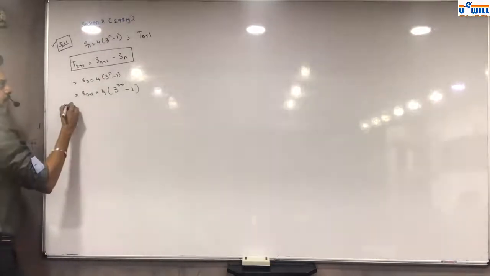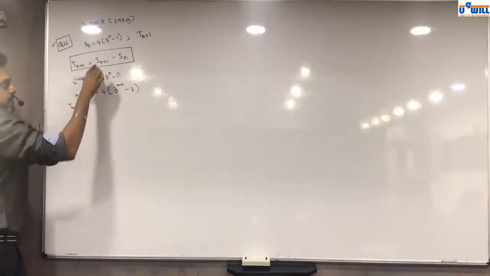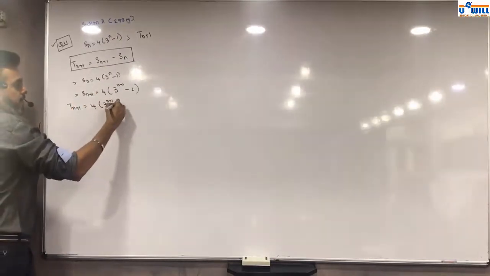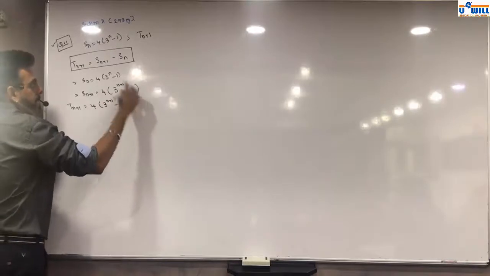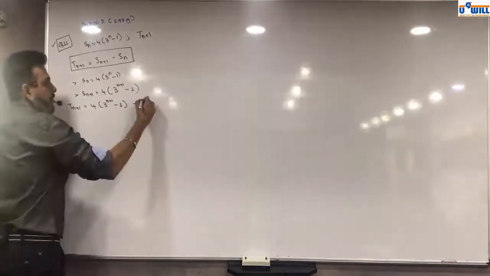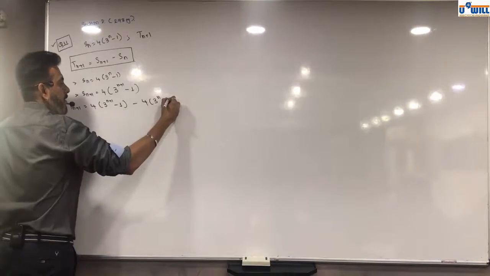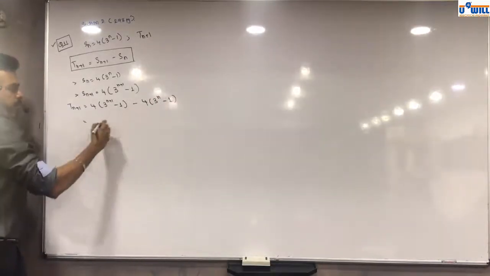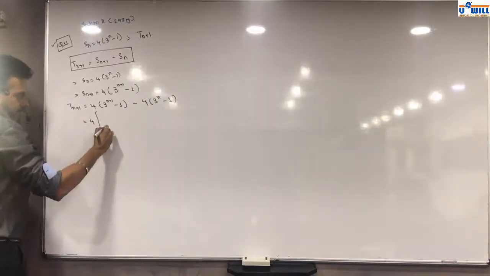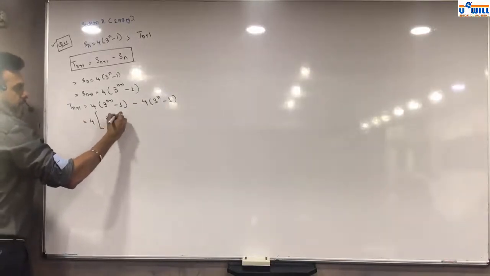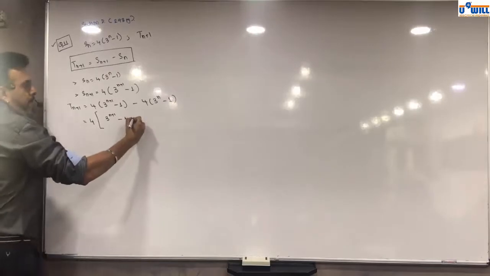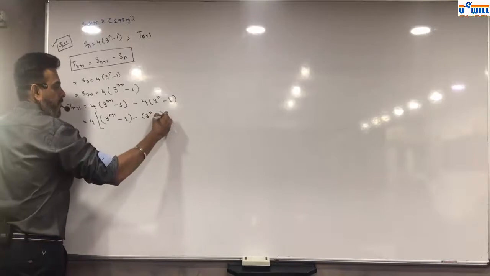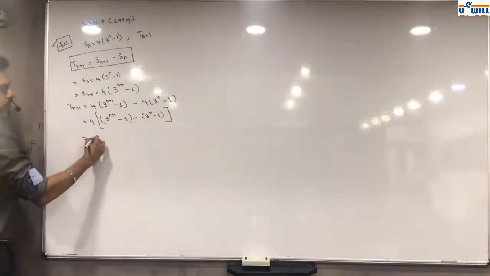Now, we apply this formula. Tn plus 1 is equal to Sn plus 1 क्या है? 4 into 3 raised to n plus 1 minus 1 minus Sn, 4 into 3 raised to n minus 1. What is common? 4 is common. So 4 को बाहर ले जाते हैं. 3 raised to n plus 1 minus 1 minus 3 raised to n minus 1 is equal to 4.